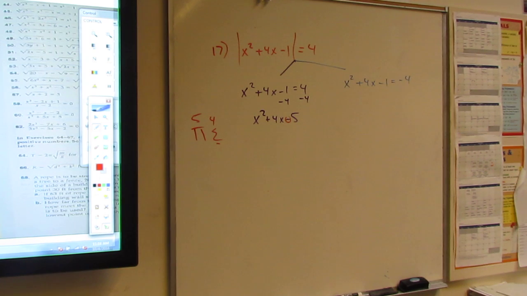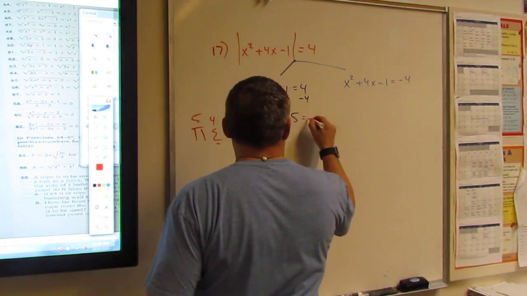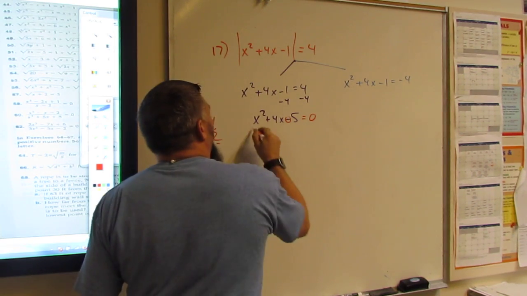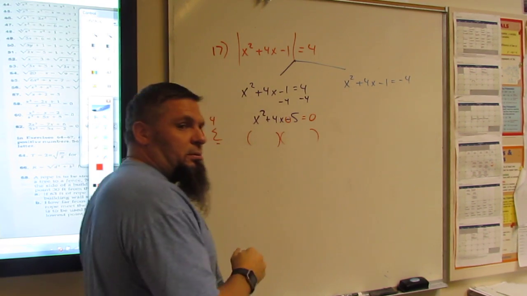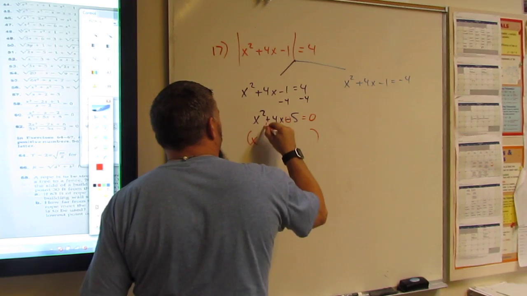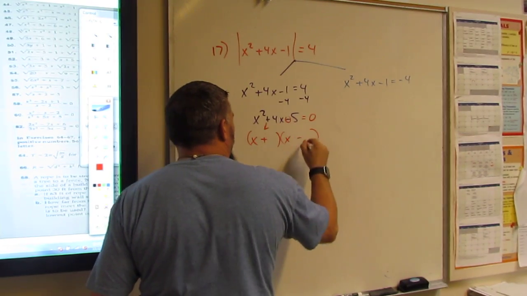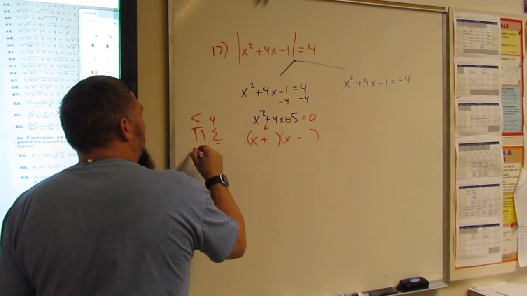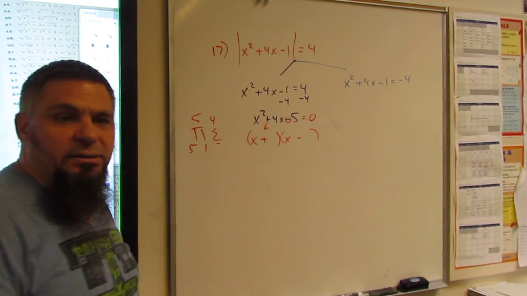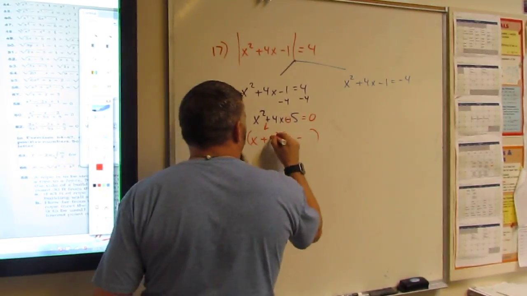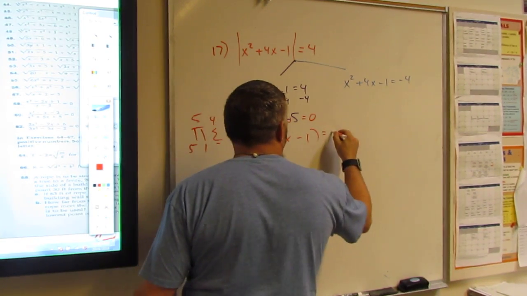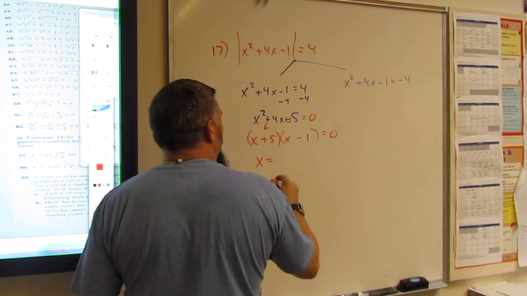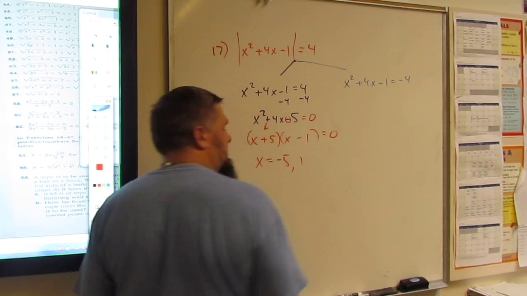Do we know those? Off the top of my head, no. Come on. 5 and 1. 5 and 1. So it is factorable. X, bring this down, it's plus. This tells me that they are different, right? The product and sum is 5 and 1, right? So 5 and 1 equals 0. So x is equal to negative 5 and 1.